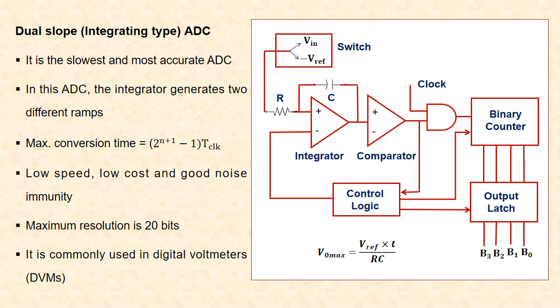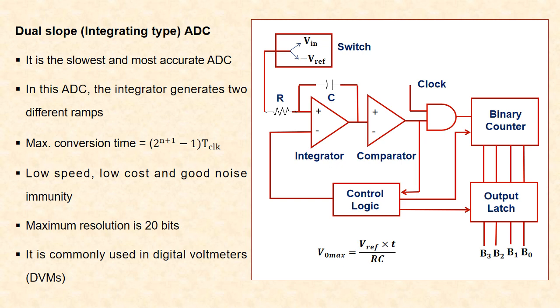Next is the dual slope integrating type ADC. It is the slowest and most accurate ADC. In this ADC, the integrator generates two different ramps. One ramp is generated with the known analog input voltage and the other ramp is generated with the known reference voltage.